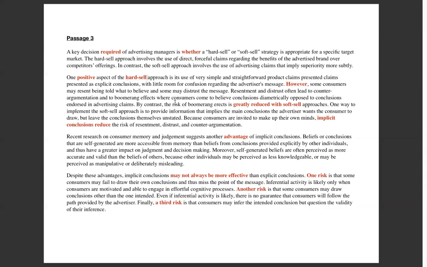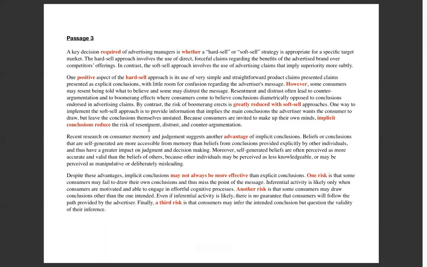Interesting, right? Later, I didn't highlight this, but that's an important phrase too, by contrast. By contrast, something is greatly reduced with soft sell, right? Some sort of risk is greatly reduced with soft sell. So maybe that's a plus for soft sell, right? Later he says implicit conclusions reduce risk of blah, blah, blah. So something that's reducing risk is inherently a good thing, right? So he mentions a positive of hard sell, then a negative about hard sell, and now he goes on to start to praise soft sell.